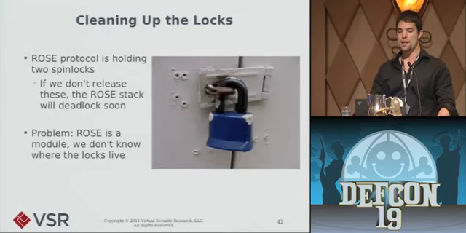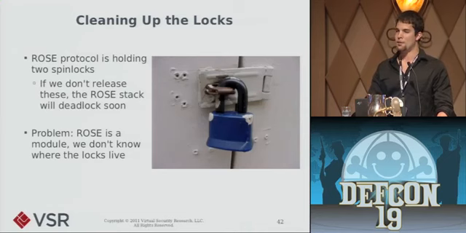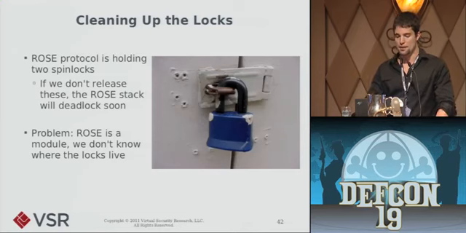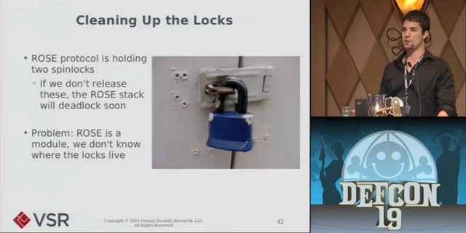The first bit of cleanup I needed to do has to do with some locks. So at the time of the exploit, the ROSE protocol was holding 2 spin locks just for mutual exclusion purposes. And if we just sort of carry on as if nothing happened, then the ROSE stack would actually deadlock and the kernel would lock up. The problem here is these spin locks live inside the ROSE kernel module, which is loaded at runtime, so we don't actually know where it is.